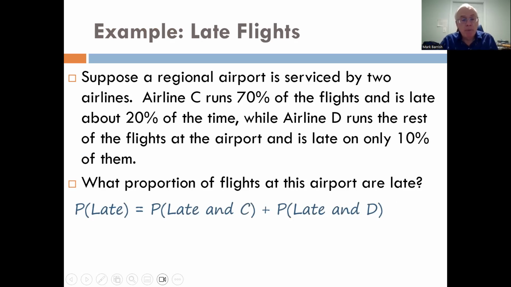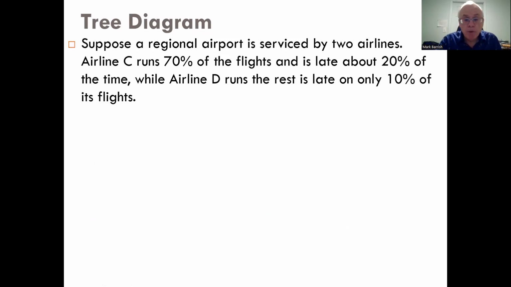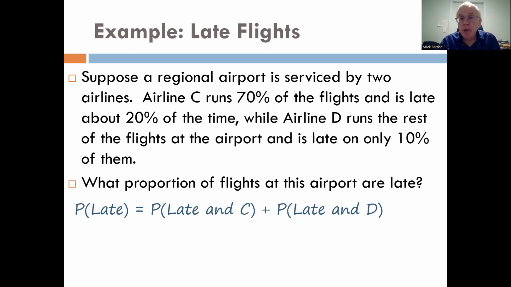So the probability of being late is the probability of late and it being airline C, plus, these are disjoint, the probability that you're late and it's airline D. There's only two airlines, C and D. And so the probability of a particular flight, we choose a flight at random, being late, is the sum of these two probabilities. And then we use the multiplication rule to answer this question.